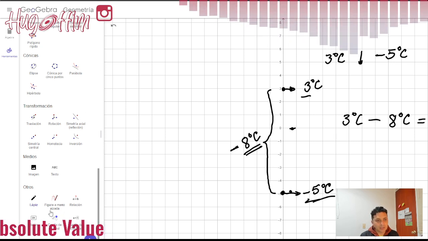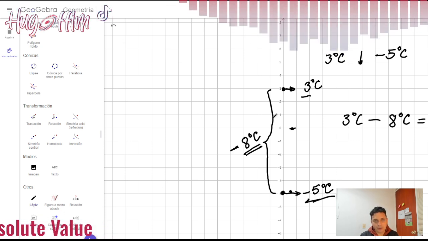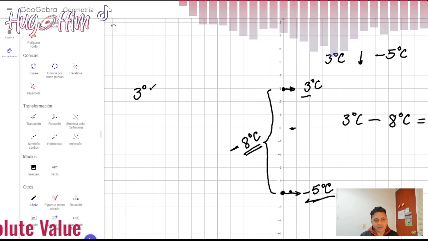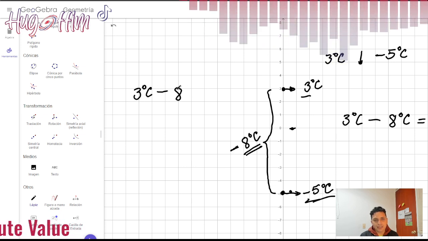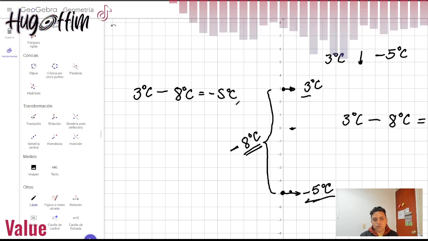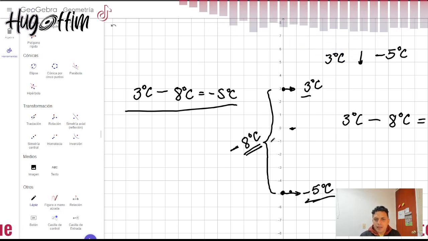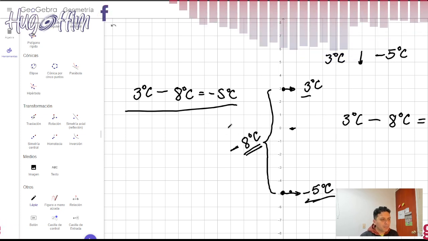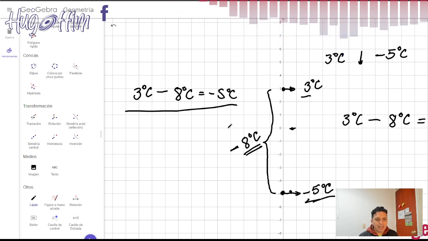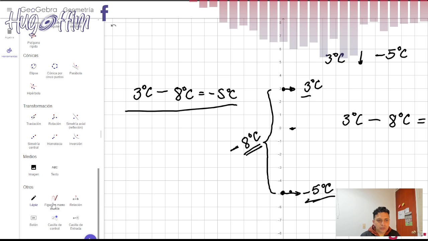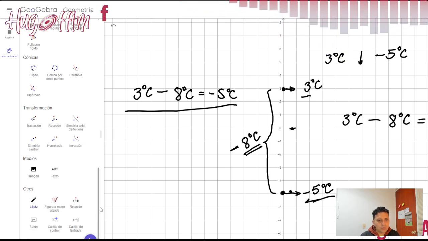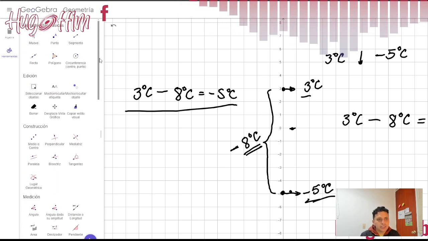Oh, I'm writing in the other part. So I'm going to write it here. 3 centigrade degrees minus 8 centigrade degrees is going to be -5 centigrade degrees. So this is what I'm doing here in this expression that I'm showing in the situation. We can have more examples to observe what happened if I change different temperatures. Let's do another example.